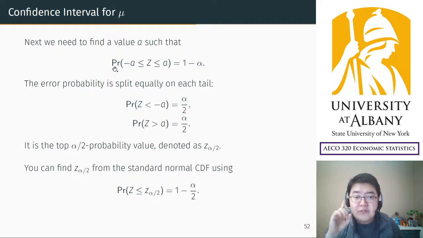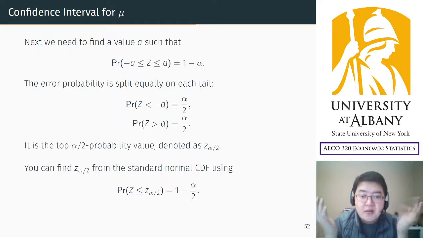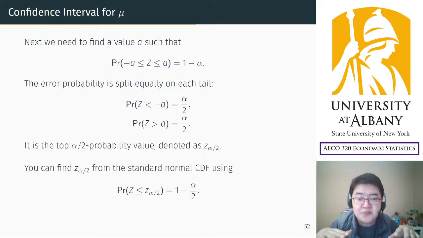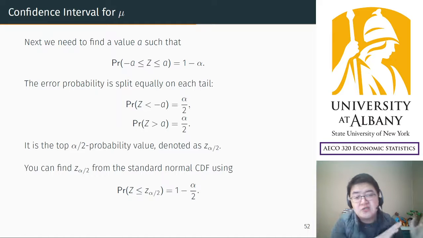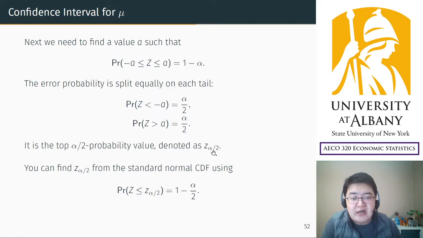So the interval estimation is correct with probability 1 minus alpha, or it is wrong with probability alpha. When it is wrong, it is either underestimation or overestimation. And underestimation and overestimation are equally likely because the normal distribution is symmetric about 0. So going too small and going too large are equally likely. This means the unknown value A is the top alpha over 2 probability value. Previously, it was the 2.5% value, and it is denoted as z alpha over 2, the z value at alpha over 2.